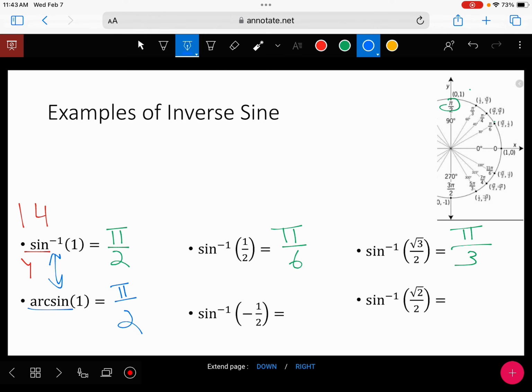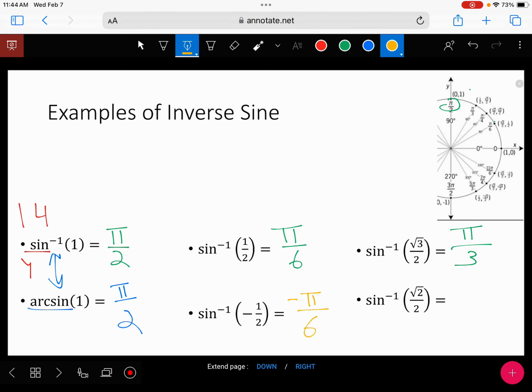our y coordinate is going to be negative 1 over 2 at 11 pi over 6. Remember, we can't put 11 pi over 6 as our answer. We need to make that between negative pi over 2 and positive pi over 2. So we can start at 0. We go negative by pi over 6. So that's going to be our answer. Negative pi over 6.